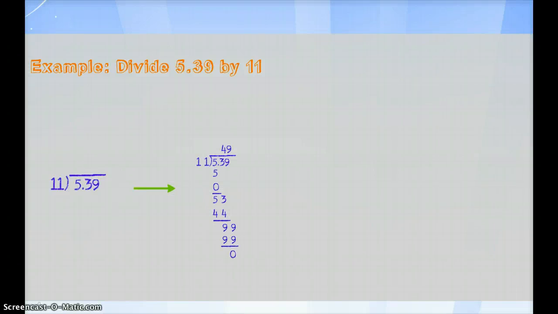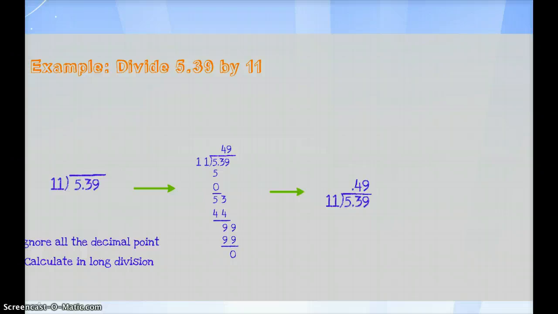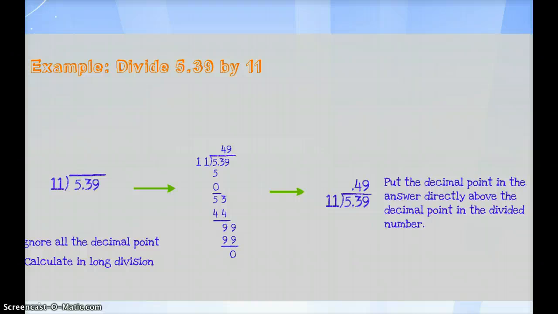Let's look at another one. 5.39 divided by 11. So here we go. Remember, divide it normally, ignoring that decimal point. Calculate the long division. Alright, don't forget to move that decimal directly up again. And so the answer is 0.49.